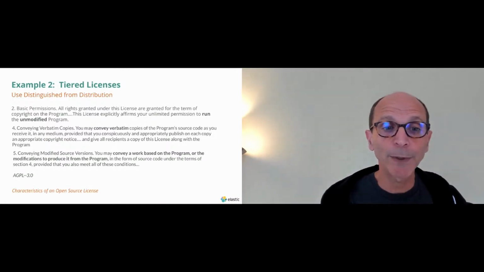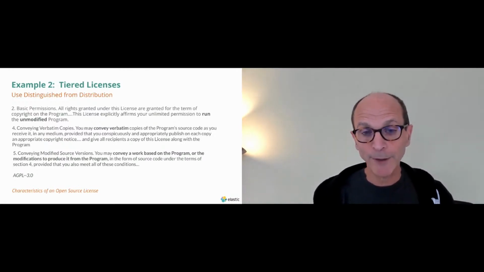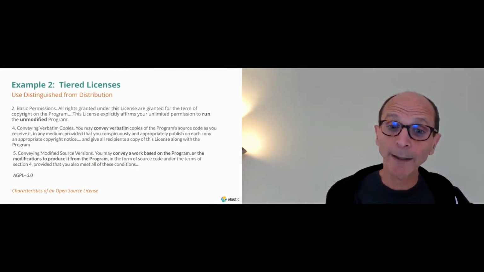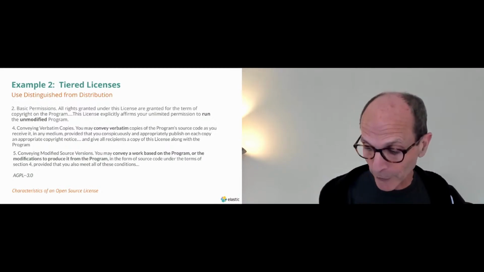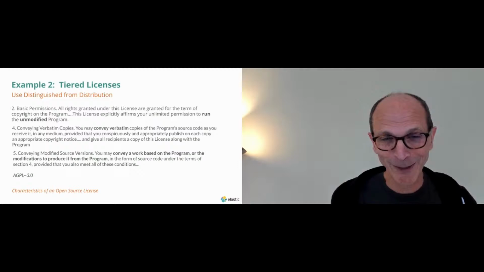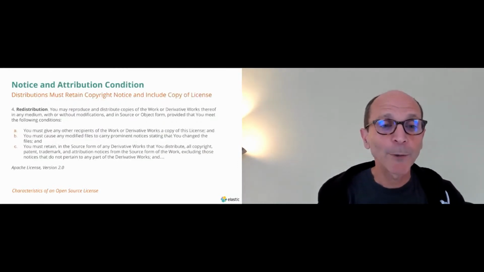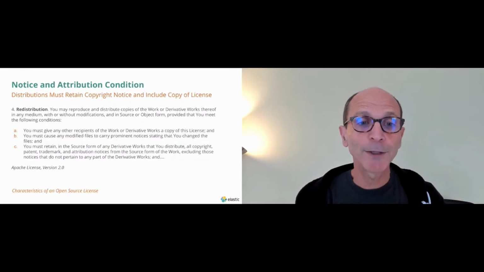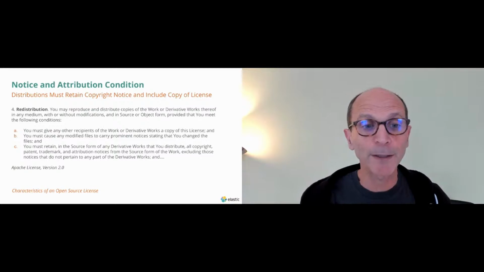But then there's also the ability to convey, which is their form of distribution. So that sounds in copyright. Convey the verbatim copies or to convey modified source versions. I won't jump too far ahead, but the notion there is that there are a lot of conditions, though, associated with any of those conveyances or distributions. We talked about the notice and attribution. The distributions must always contain a copyright notice and include a copy of the license.